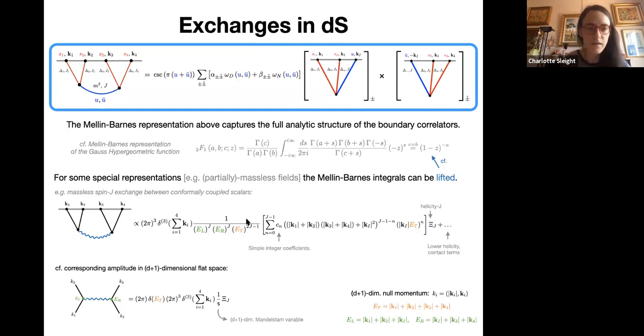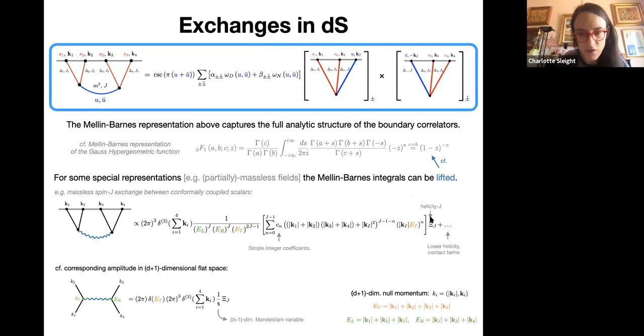So on the slide here, you can see the expression that you get in this way for the exchange of a massless spin J field between two conformally coupled scalars in D equals 3. You get this expression by taking your 3-point contact diagram involving a massless spin J field and two conformally coupled scalars, plugging it into this expression for the exchange, and then evaluating the Mellin integrals.